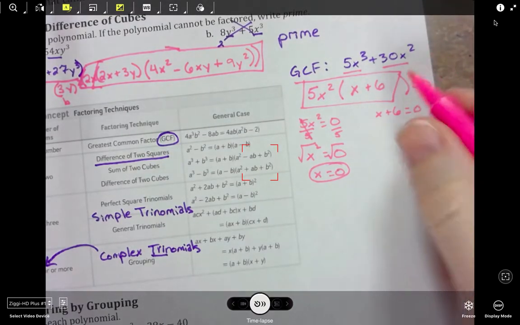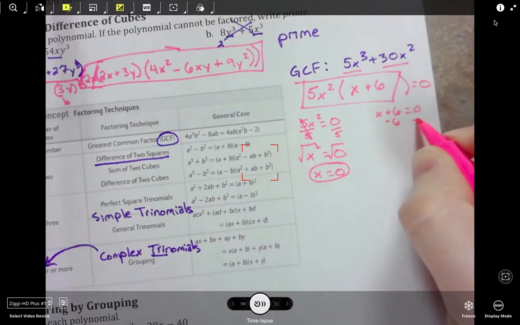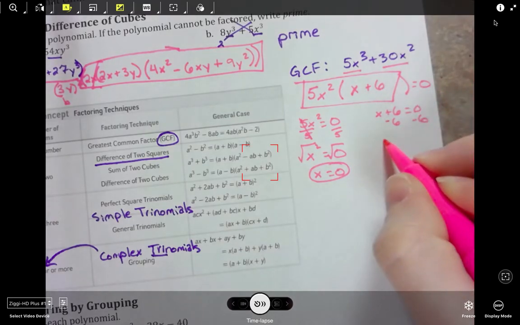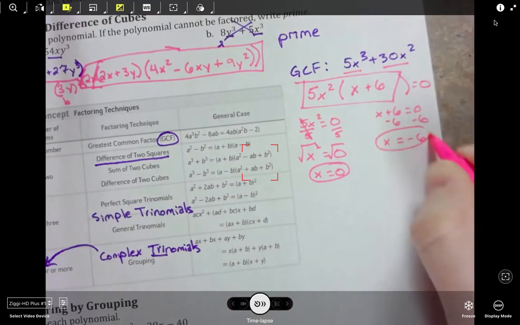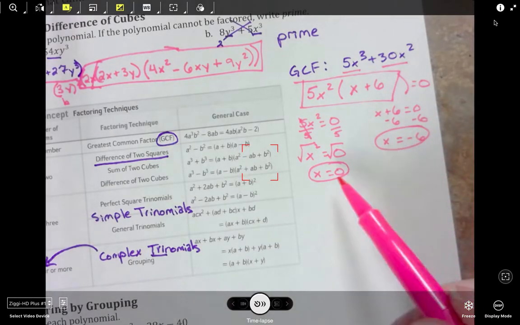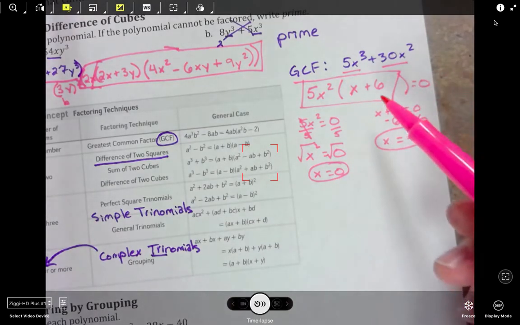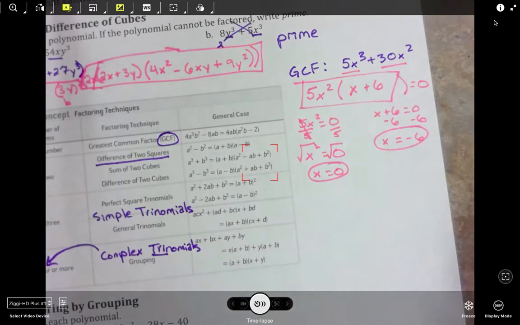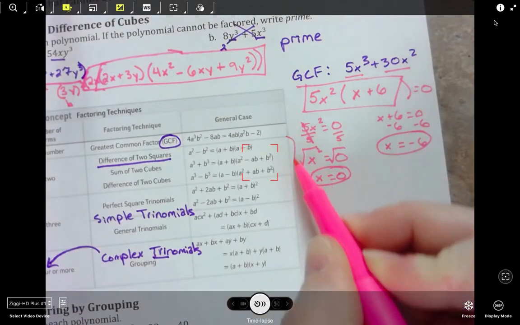To solve this one on the right side here, a lot of you guys can do that mentally. If I subtract 6 from both sides, I get x equals negative 6, and I'm done, okay? So you can write your answer like that, or if you just factor it down and leave it like that, that's a-okay too, all right? So that was a greatest common factor example. Ooh, that took up a lot of space.